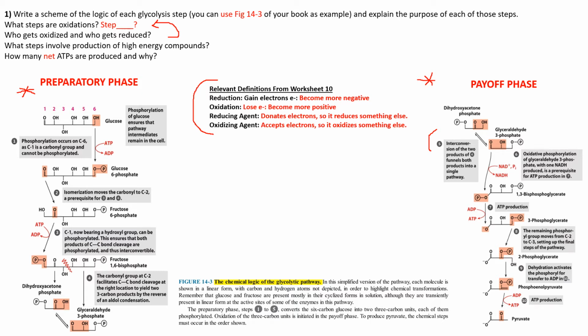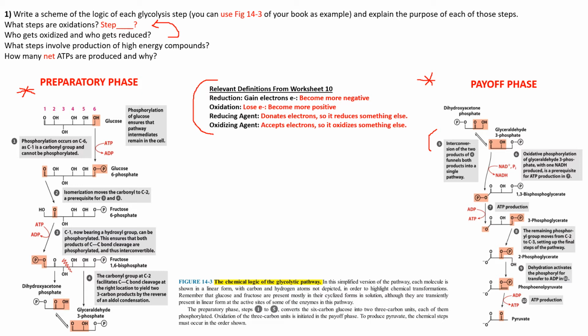What steps involve production of high energy compounds? So there's several answers here. And how many net ATPs are produced and why? So just read, actually worksheet 10 is going to help you a lot with this.